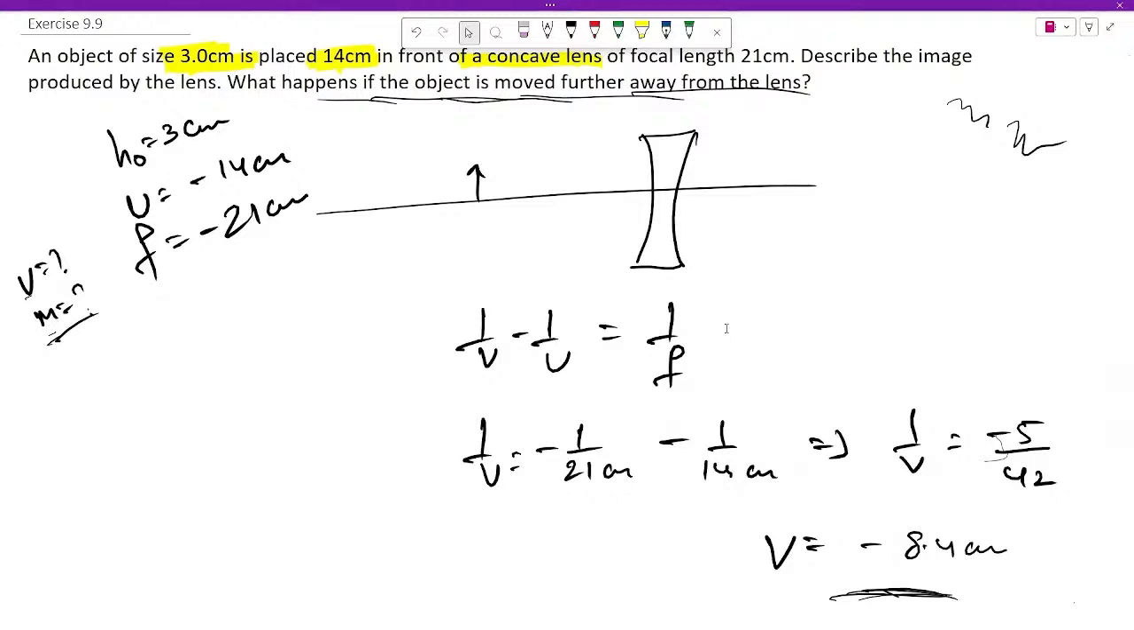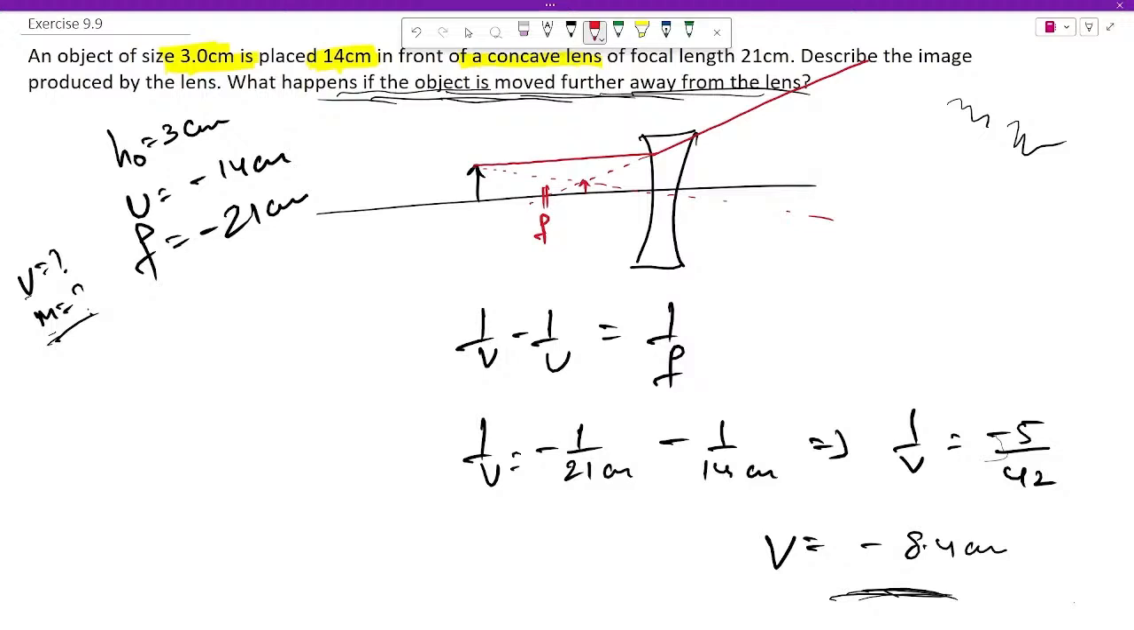Now let us comment on what happens if the object is moved further away from the lens. Let us first draw roughly the ray diagram of this. Let us assume that this is the focus. A ray parallel will go from here, and then it will appear to diverge from the focus, and the second ray goes through the center. Now the image will be somewhere like this.